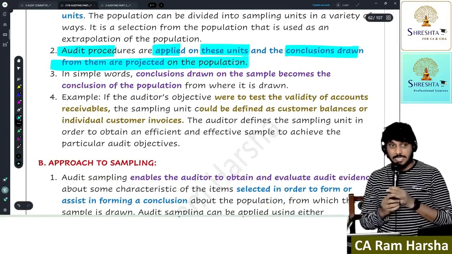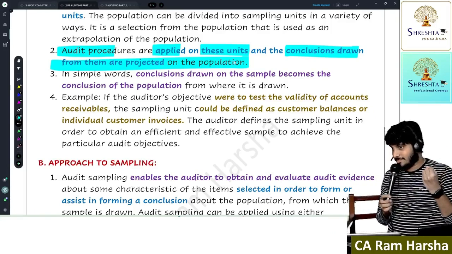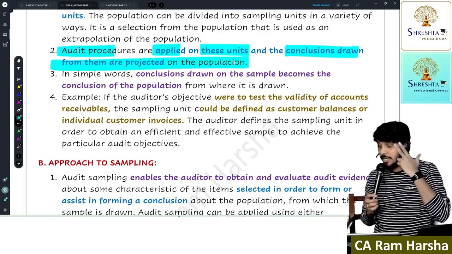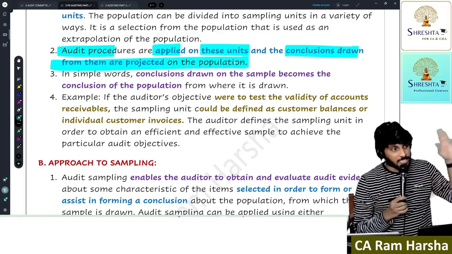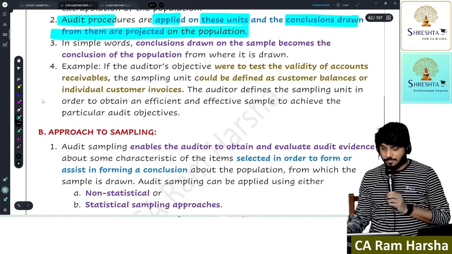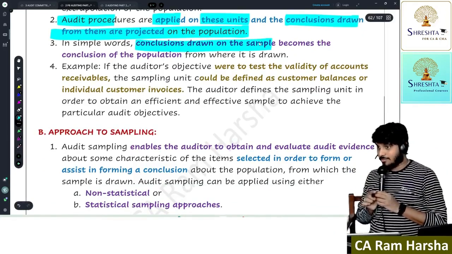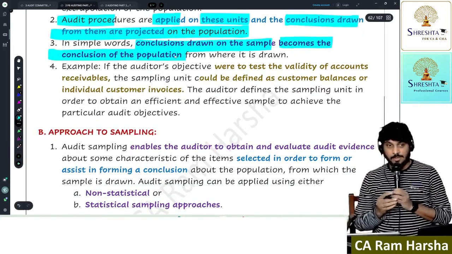on the population by using a technique called projection, which is also called extrapolation. Able to understand? Whatever conclusions we are drawing on the sample, that conclusion becomes the conclusion on the population.